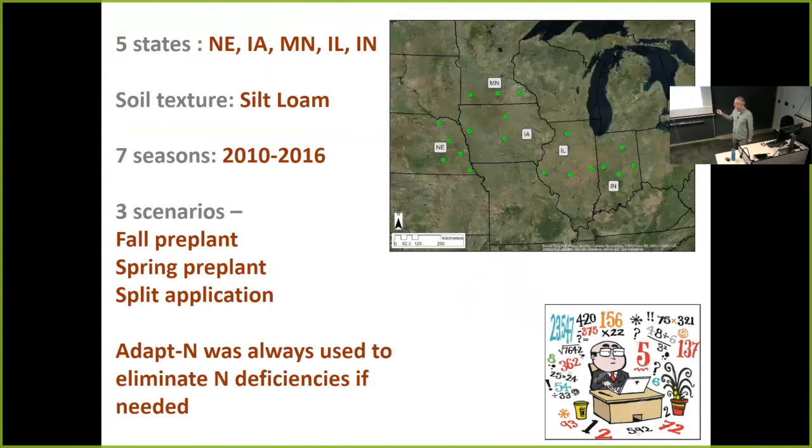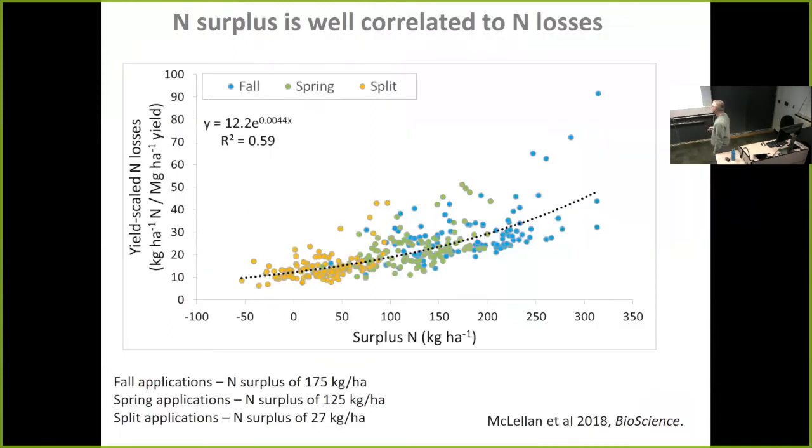We explored this in the BioScience paper using synthetic simulations. We had the five biggest corn production states in the Midwest of the United States, and three scenarios: fall pre-plant, where most of the fertilizer is applied in the fall; spring pre-plant, where most of the fertilizer is applied in the spring; and a split application, where you have a modest starter at the beginning of the season, but most of the fertilizer is applied in season. We always used ADAPT-N to check if there were any N deficiencies expected, and if there were, we added more N. So we eliminated any deficiencies in all of our simulations. And this is the result.